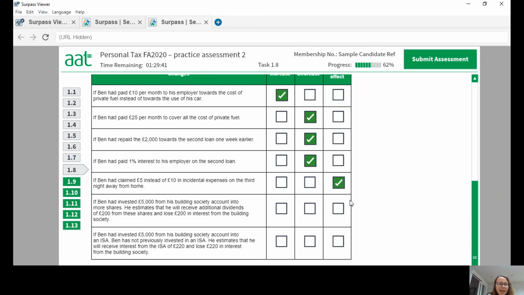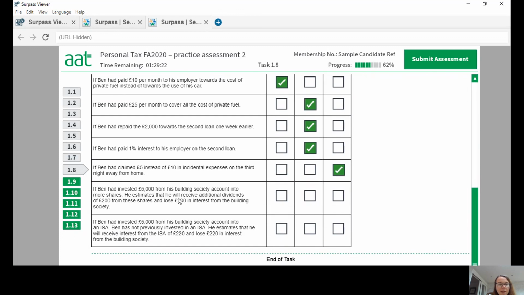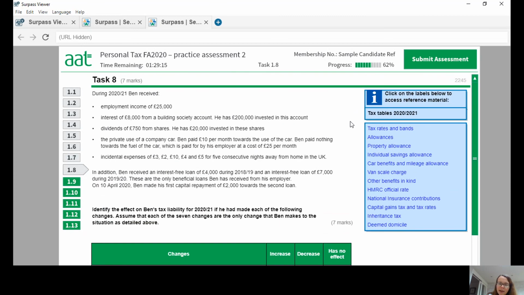Right, next one. If Ben had invested £5,000 from his building society account into more shares, he estimates he will receive additional dividends of £200 and lose £200 in interest. So would it be better having interest? Oh, hang on, wait a minute, what did it say? It will receive, right, so would it be better having dividends rather than interest? So thinking about the savings and the dividend allowance, he's getting £8,000 of interest.